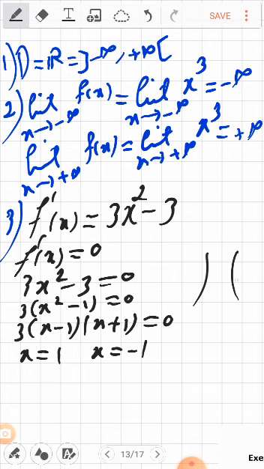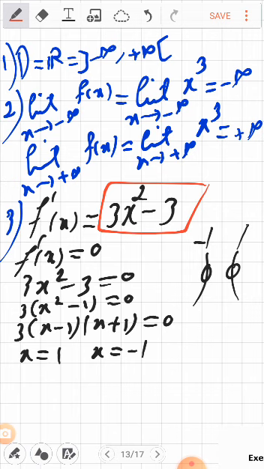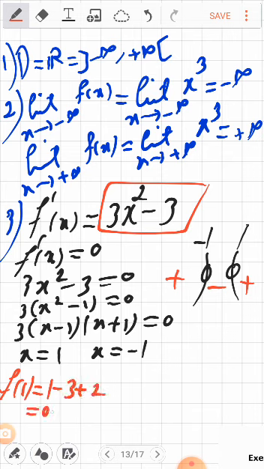Now the sign of the derivative. The signs: minus 1 the smallest, then 1, with 0 here and 0 here. The sign of the derivative, not the sign of the function. The degree is 2 and the sign is a plus, so plus, minus, plus. And here we calculate f of 1. f of 1 equals 1 cubed, which is 1, minus 3 times 1, which is minus 3, plus 2. It is equal to 0. Also we have to calculate f of minus 1.